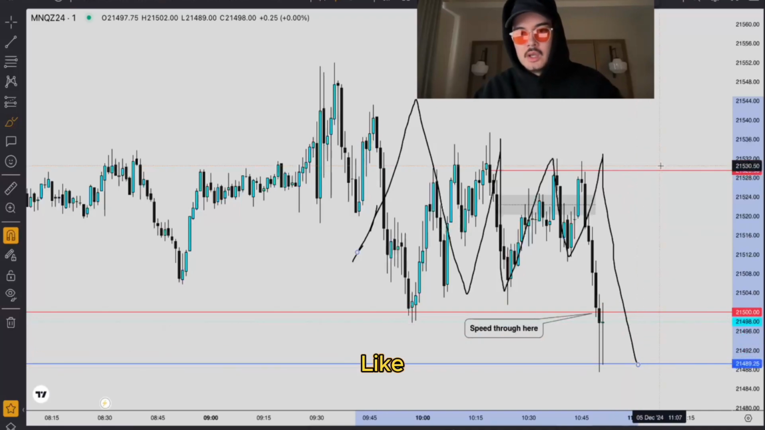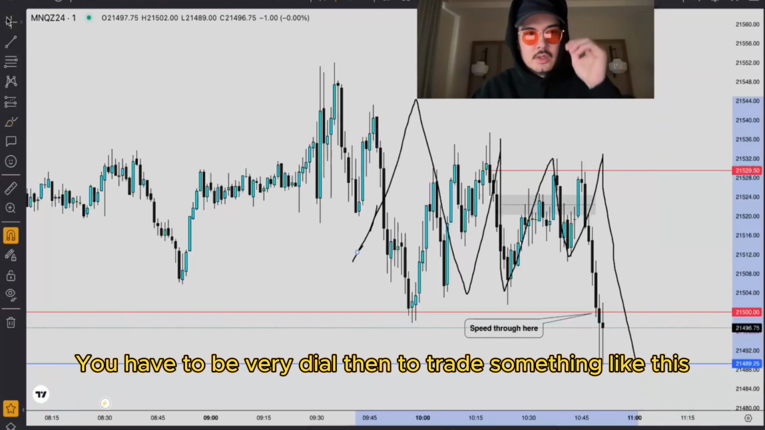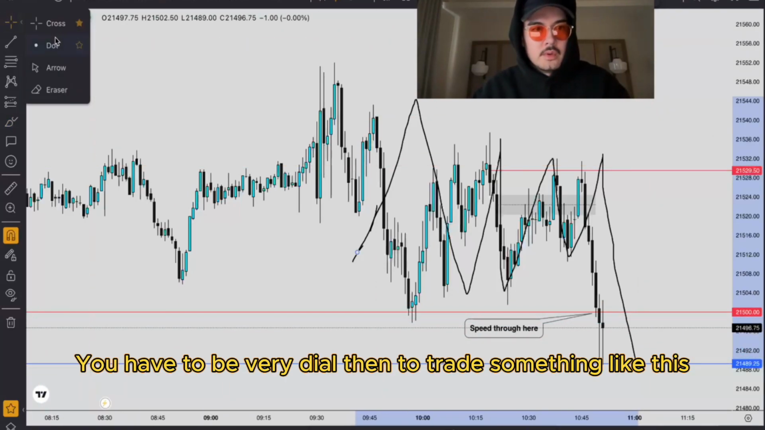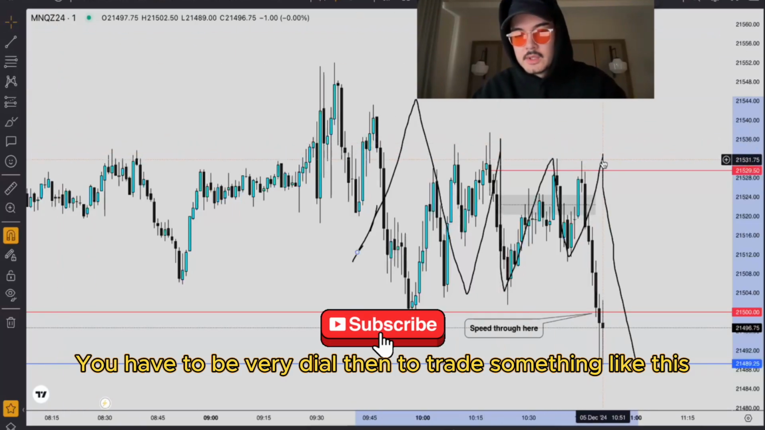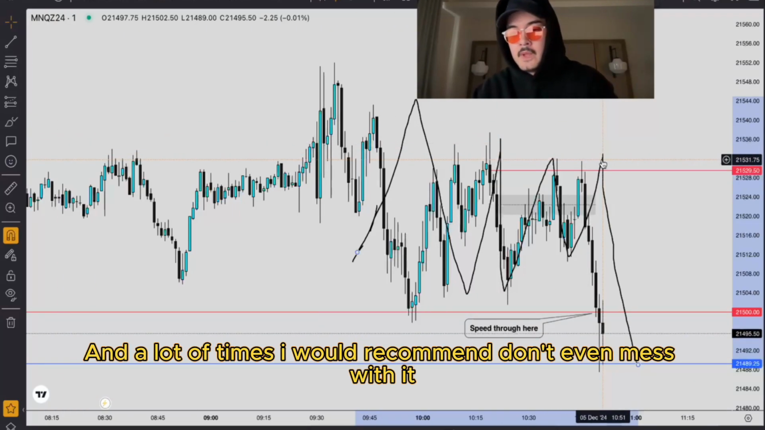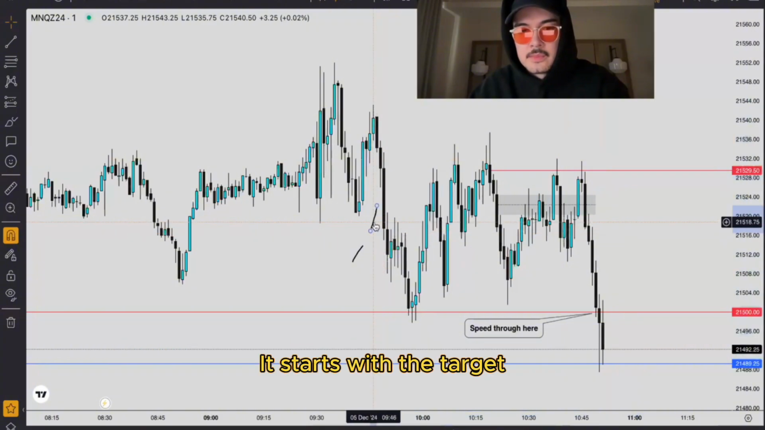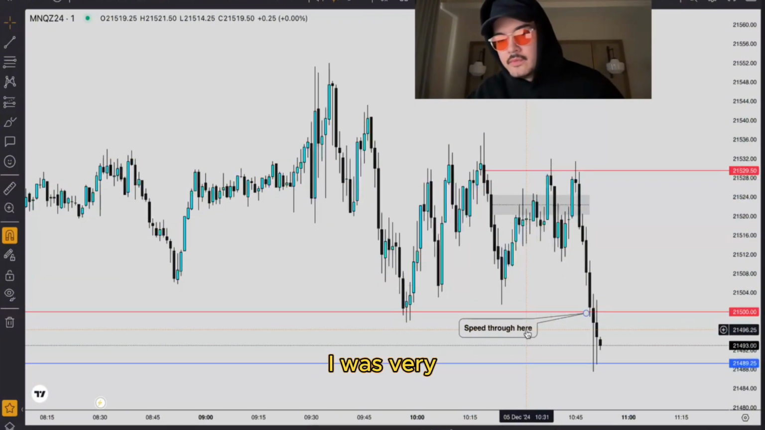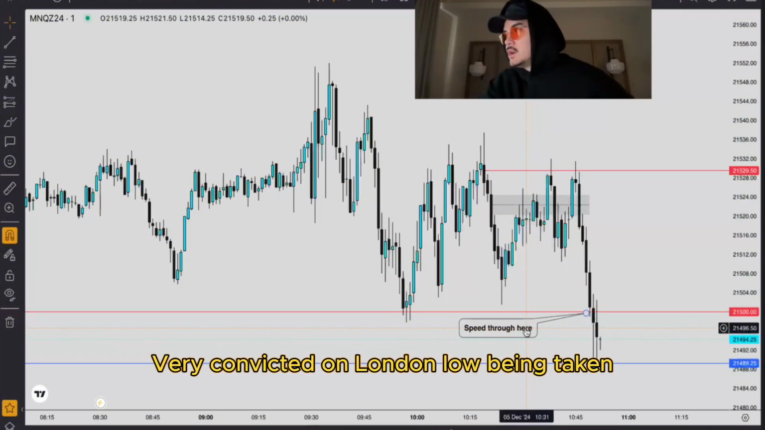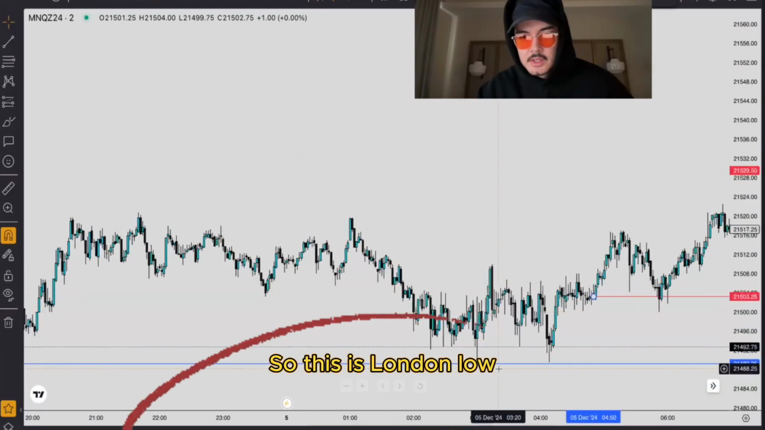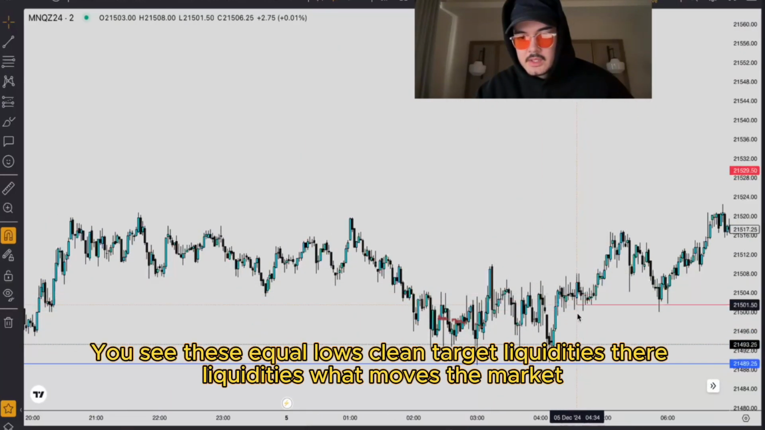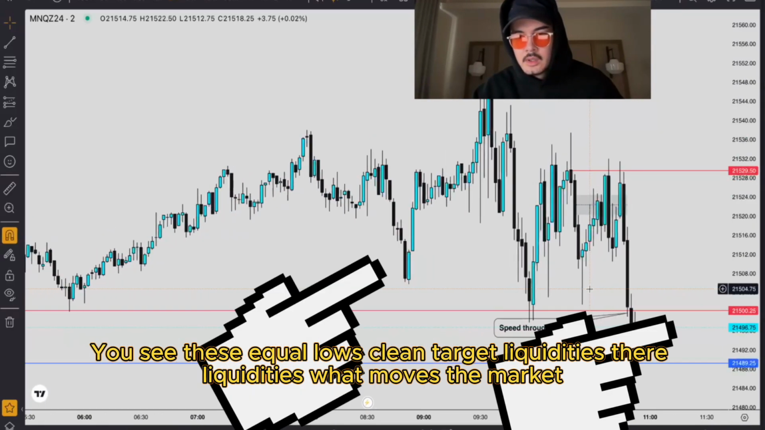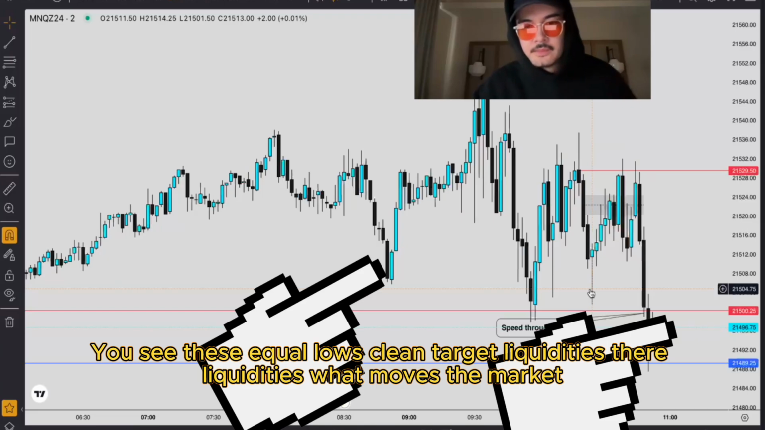Jit. Like, you have to be very dialed in to trade something like this, and a lot of times I would recommend don't even mess with it. It starts with the target. I was very convicted on London low being taken. So this is London low. You see these equal lows, clean target, liquidity's there. Liquidity is what moves the market.